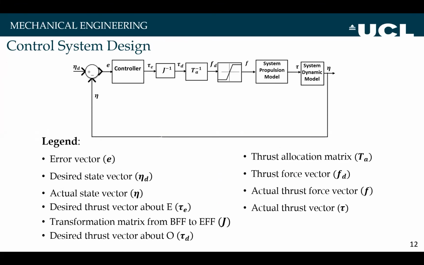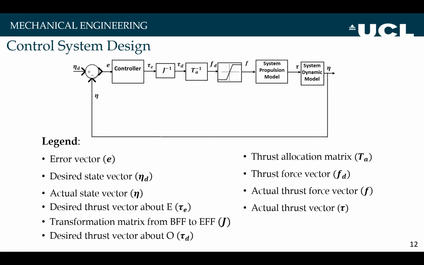Control system was designed. As I said, a centralized control system is enough for the rigid connections between the vehicles and the payload. So the control system was designed using PID controllers, which were applied on the difference between the desired and actual states, and the outcome was given to the thrust vector, which was then multiplied with the inverse of the transformation matrix to get the desired thrust vector in the body fixed frame.